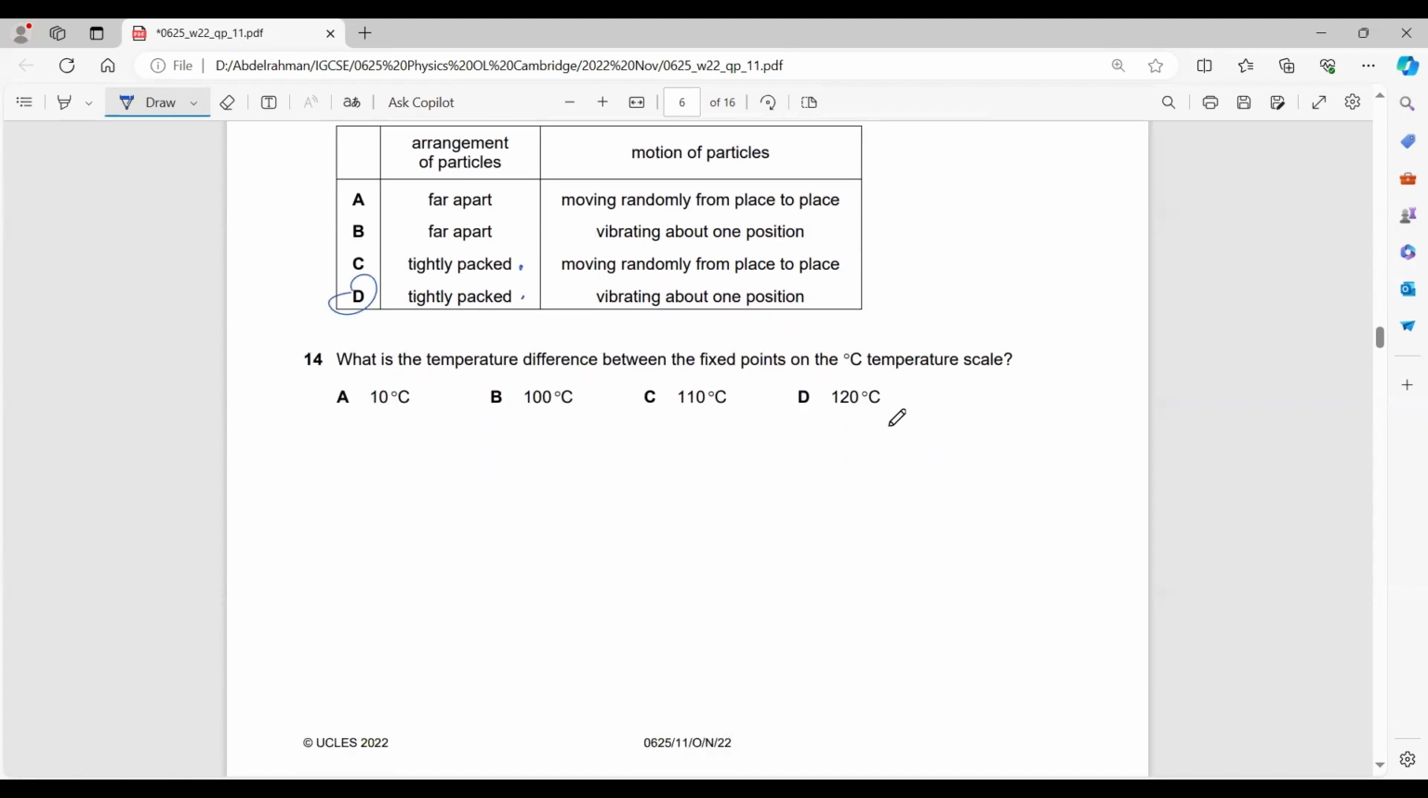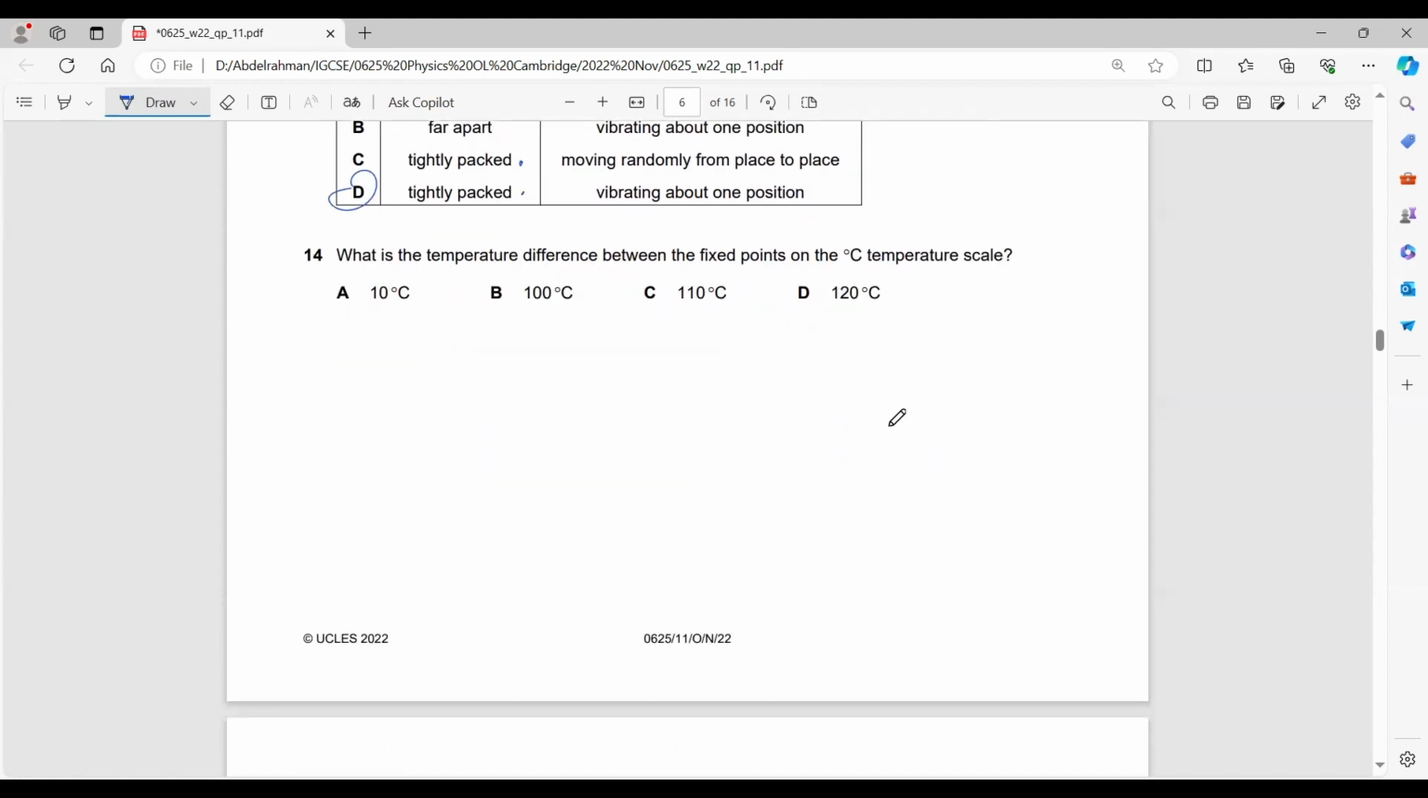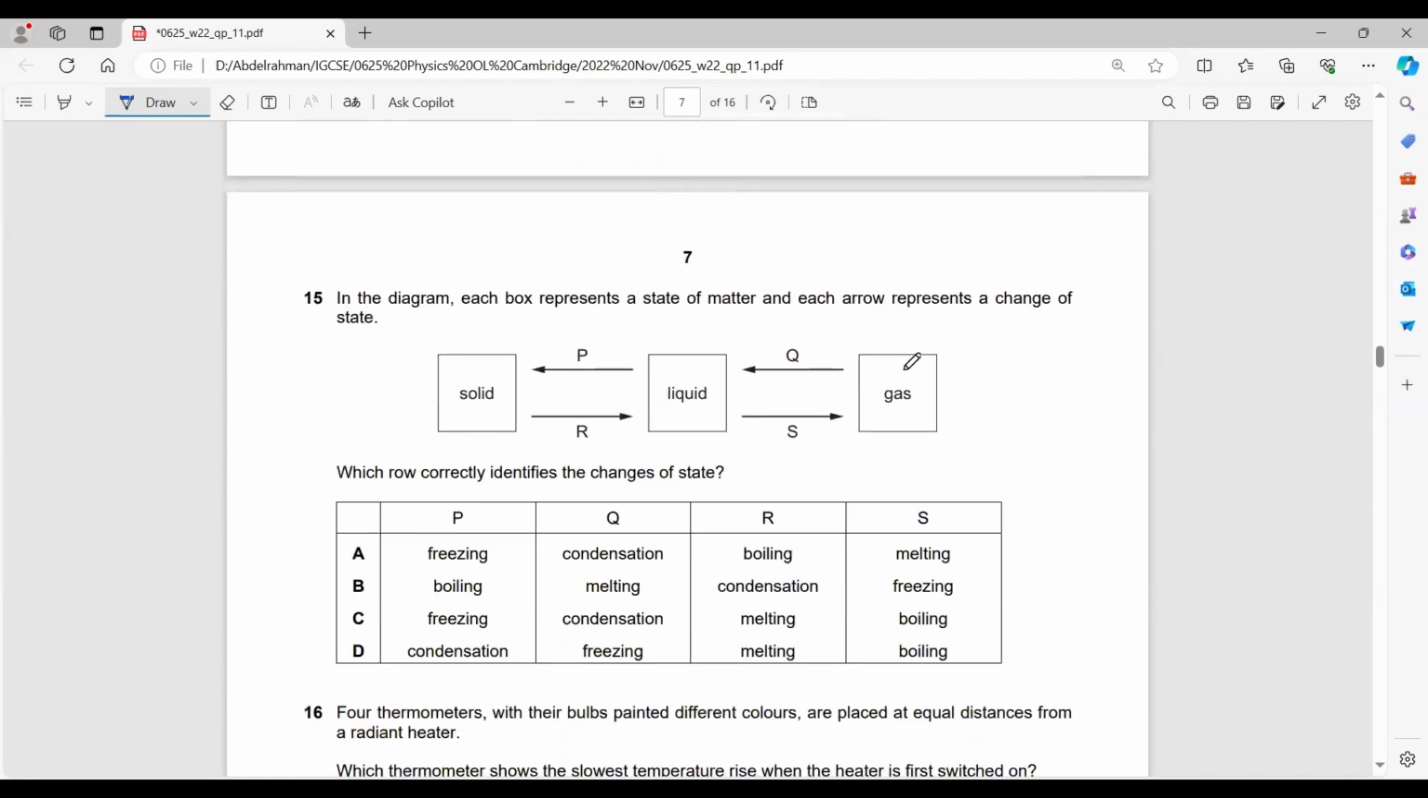What's the temperature difference between the fixed points in a temperature scale? Again, the thermometer has been removed. So this question is actually cancelled. But the answer is B. This question has been removed from our syllabus.